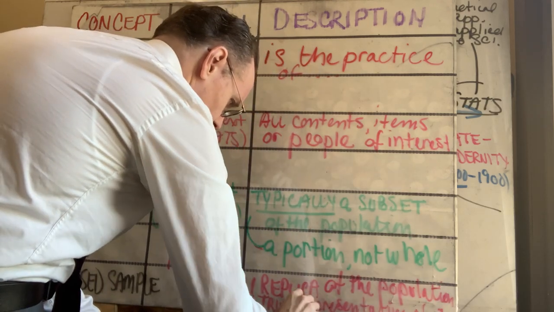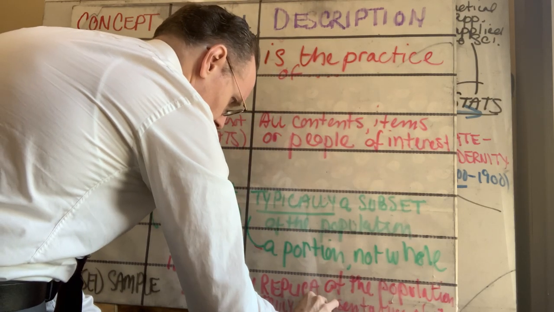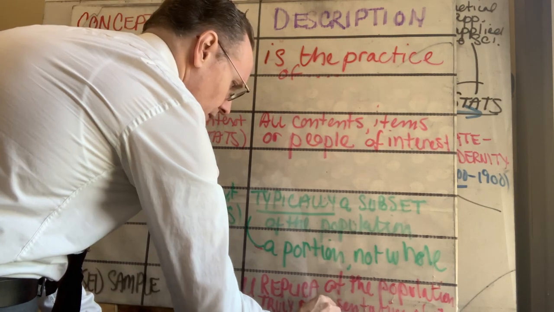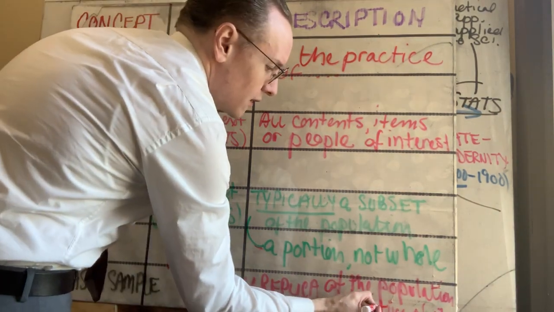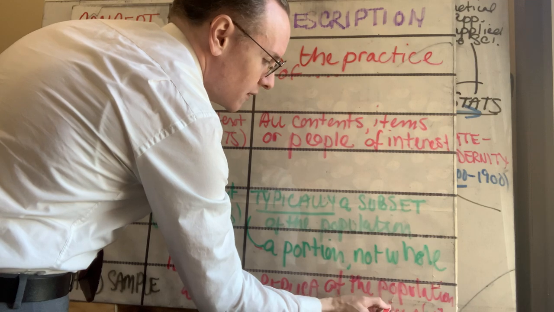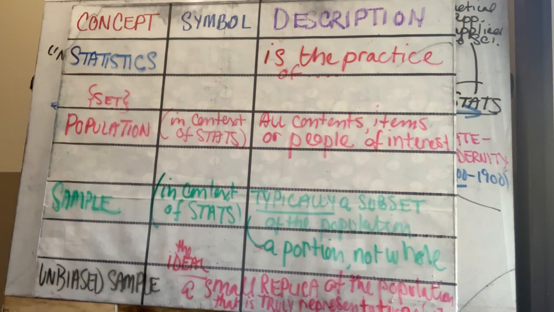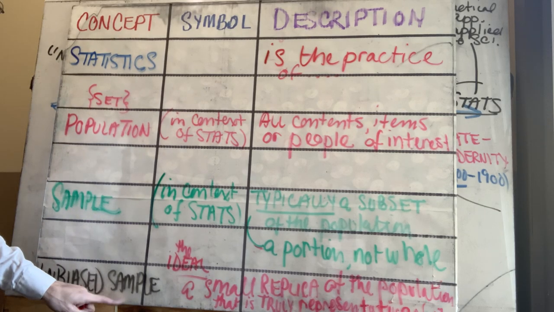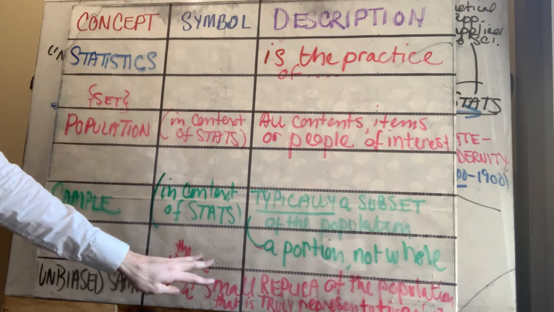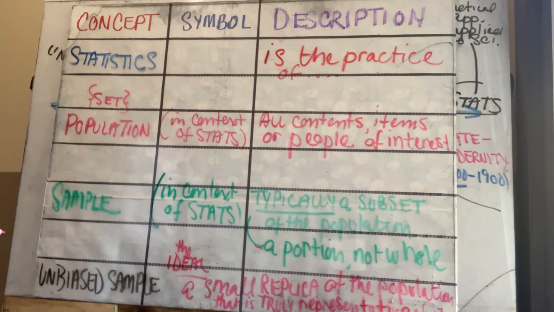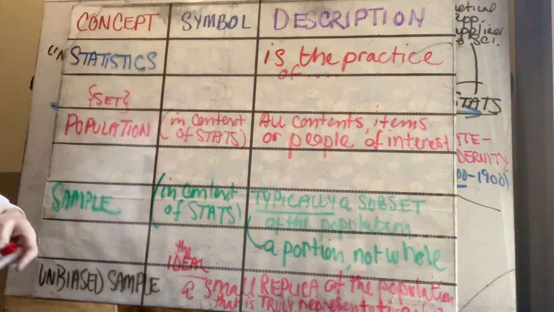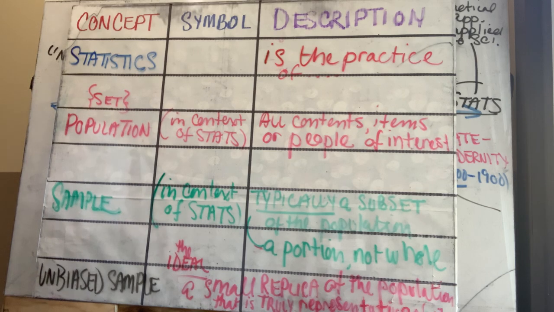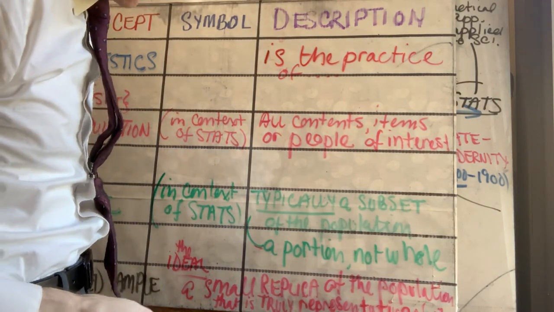So I will read this and hopefully correct it if I need to make it a little bit larger. That's a T, and that's a T, and that's an A. The ideal sample is an unbiased sample, a small replica of the population that is truly representative of it. You can have a sample that unfortunately leaves out fundamental characteristics, and then it's not unbiased.